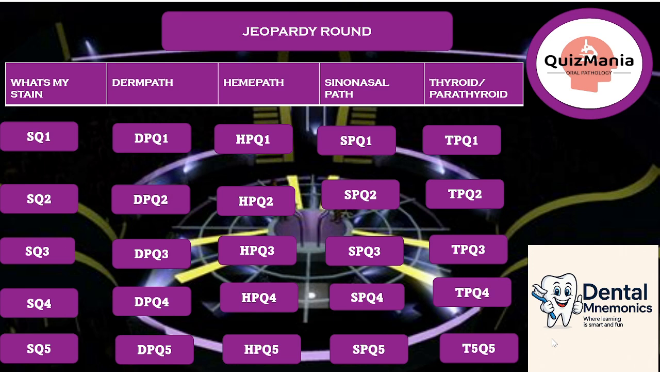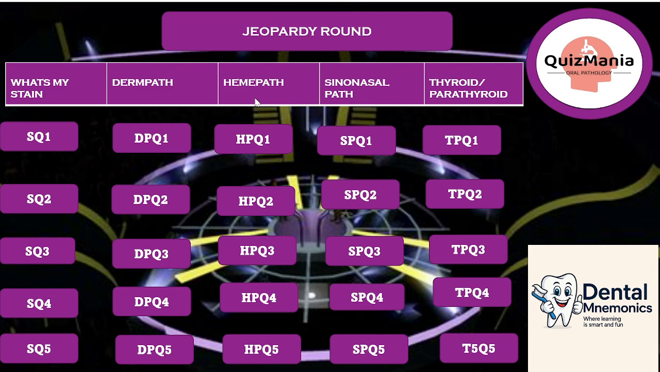After the grand success of our general round, today we are diving into the Jeopardy round. We'll be covering topics, questions from What's My Stain, DOM path, Heme path, Sinonasal path, and thyroid and parathyroid tumors. Each section will have 5 questions, but since this video might get a bit long, we will split it into 2 parts. Today we will tackle 3 questions from each section, and in the upcoming videos we will finish with the remaining questions.